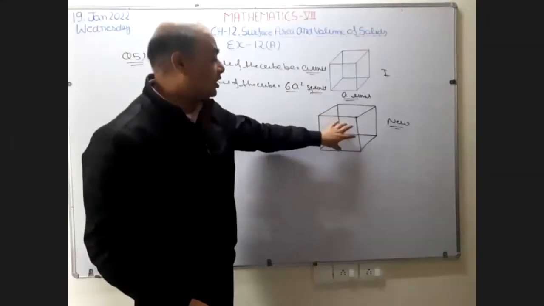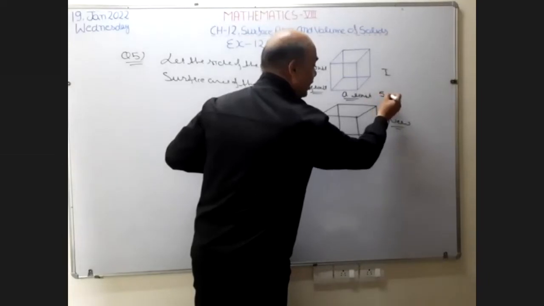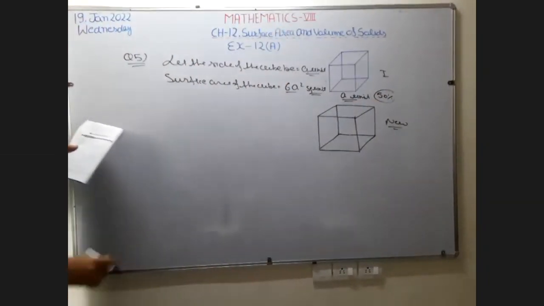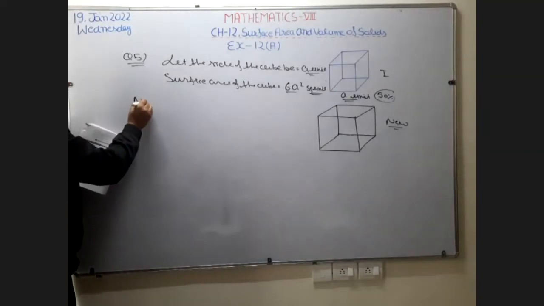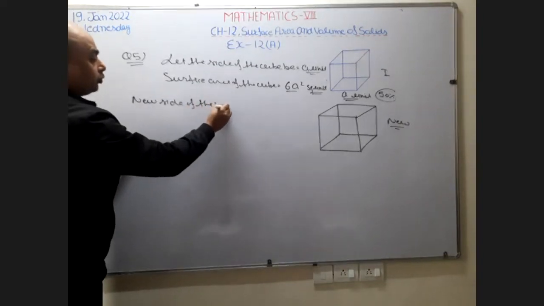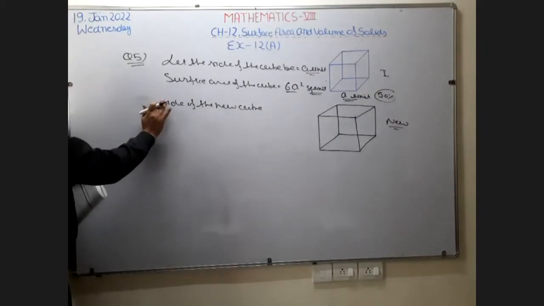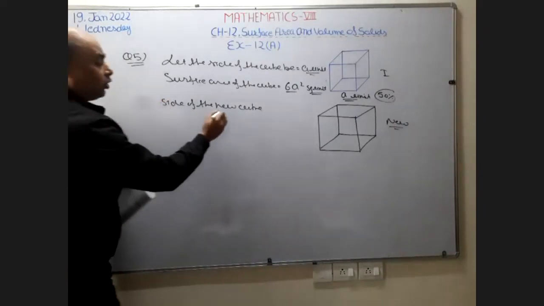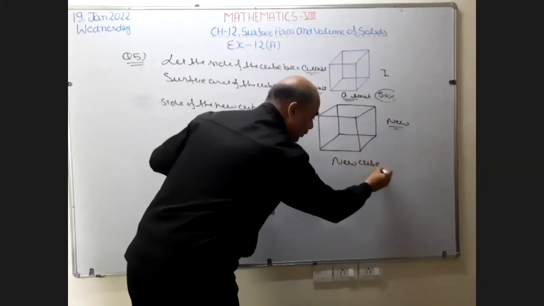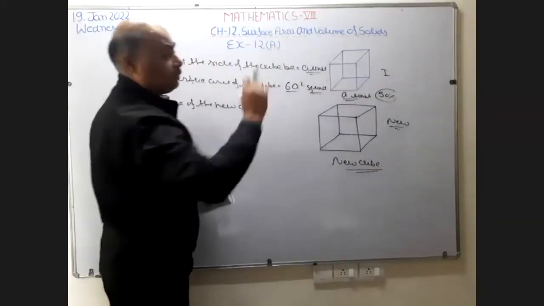Now I want to discuss the new cube. We're going to increase this side by 50%. So right here, new side of the new cube, or you can write side of new cube. This is your new cube now. So side of new cube equal to... now this side of the new cube is going to be increased by 50%.